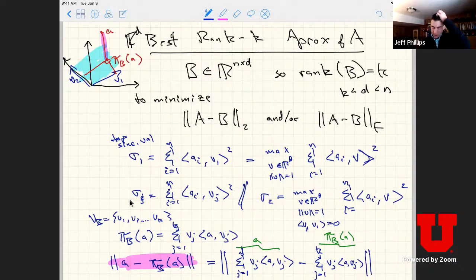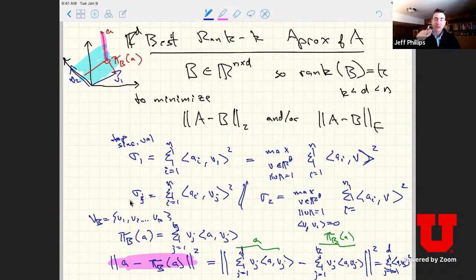Okay, so yeah, let's do the squared norm. And then I can just write this as the sum over j equals k plus 1 up to d of |A vj| squared.